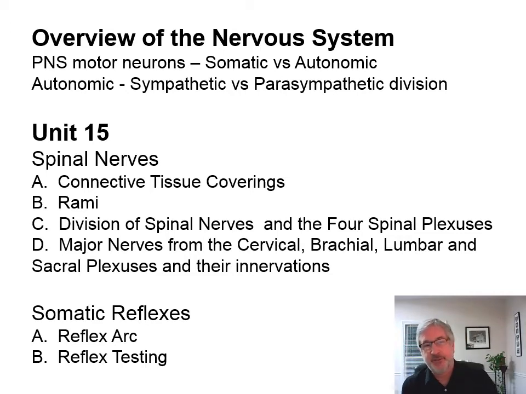Then we're going to talk about the spinal nerves, connective tissue coverings that are over the spinal nerves, as well as the branches of the spinal nerves that are called rami. And then we'll talk about division of spinal nerves and the four spinal plexuses. Then we're going to talk about the major nerves that come from those plexuses, the cervical, brachial, lumbar, and sacral plexuses, and what they innervate. Then we're going to end up with talking about somatic reflexes and reflex arcs and reflex testing. And unfortunately, we can't do that in the lab, so I'll have to show you some videos. But anyway, okay, next slide.